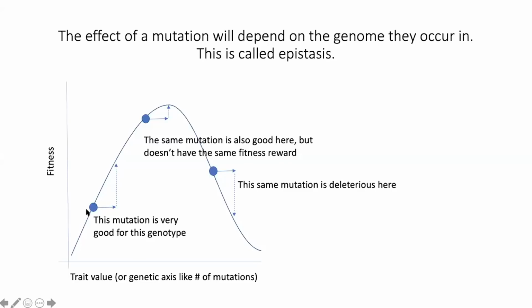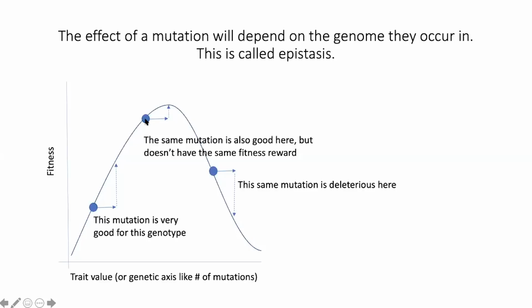And so say you have a mutation that moves you to the right, adds an extra mutation or increases the gene expression of an efflux pump or something like that. So that mutation moves you in this phenotypic space or in this genetic space on the x-axis over this much. And so if you move over this much and your starting point is here, then you're going to gain a ton of fitness.